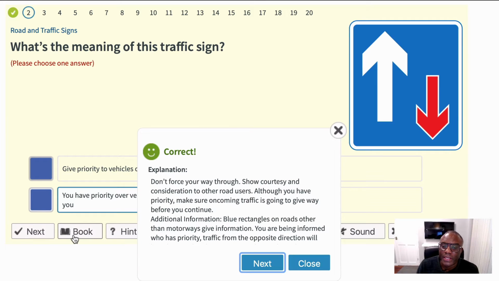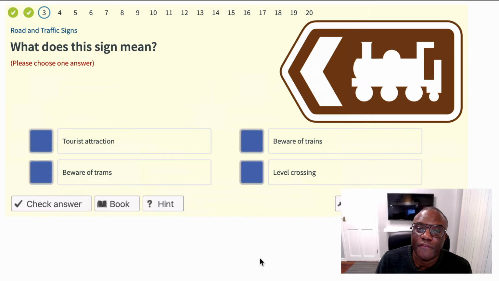Again, that's correct. And it will give an explanation if you want to go through that, but as I'm doing this, I'm actually explaining it to you as well. It saves a bit of time. So number 3, what does this sign mean? I can tell you now, all brown signs are tourist signs to your special events, festivals, landmarks, that type of thing. So we're looking for tourist attractions on that one.